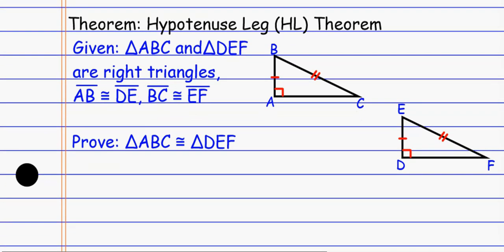So, given these two triangles are right triangles, and given that AB is congruent to DE, and that BC is congruent to EF, so given that one of the legs is congruent, and given that the hypotenuse is congruent, I want to prove that these triangles are congruent. Given the hypotenuse and the leg, are the two triangles congruent? Once we prove that this is true, we can use this as a huge shortcut for right triangles. So here we go. Statements and reasons. Everybody's favorite.